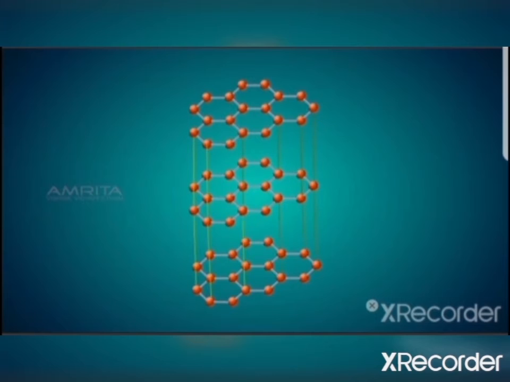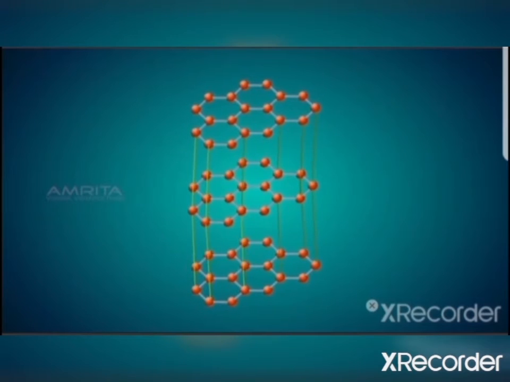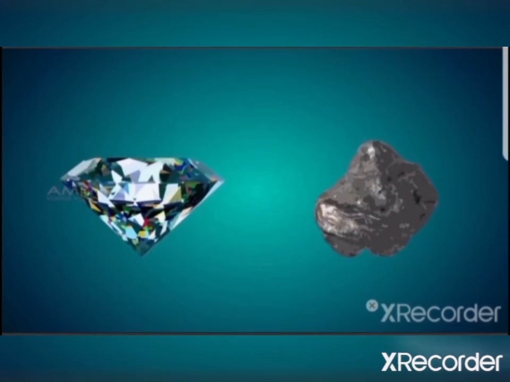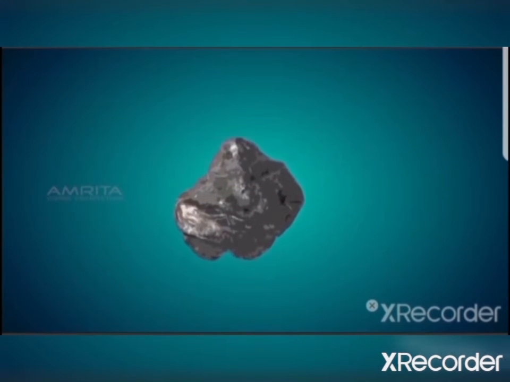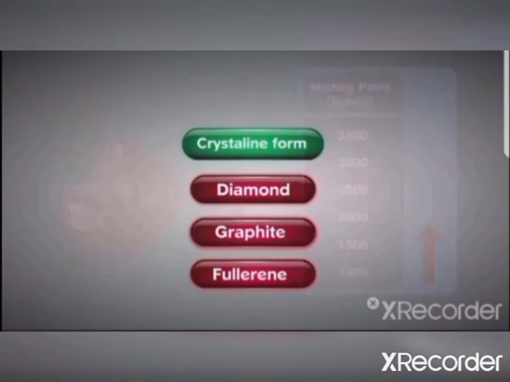The layers in graphite can slip past each other. Therefore, graphite leaves a black mark on paper. It is not as hard as diamond and it is grey and greasy. It melts above 1500 degrees centigrade.